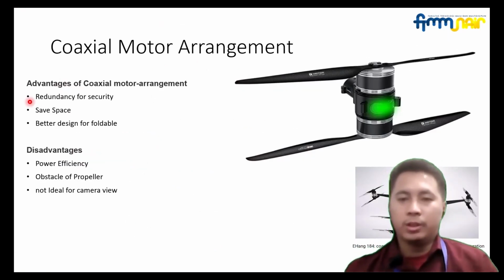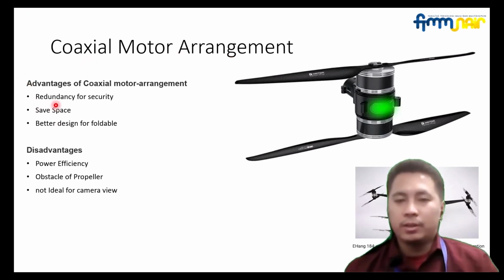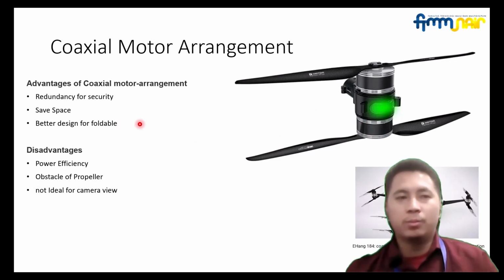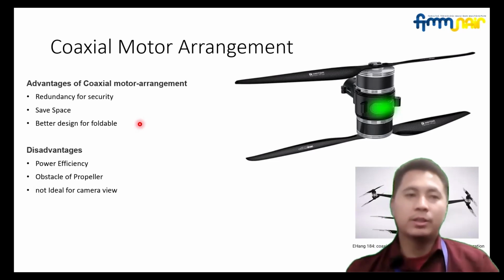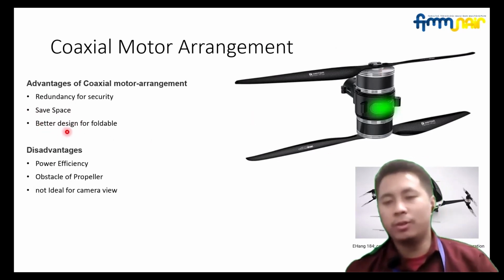And let's have a closer look at the coaxial motor arrangement. The advantage of the coaxial motor arrangement: first is redundancy for security. If one motor fails, the aircraft can still maintain balance in the air and land safely. It also saves space, and using coaxial motors can create a better design for a full-level frame.